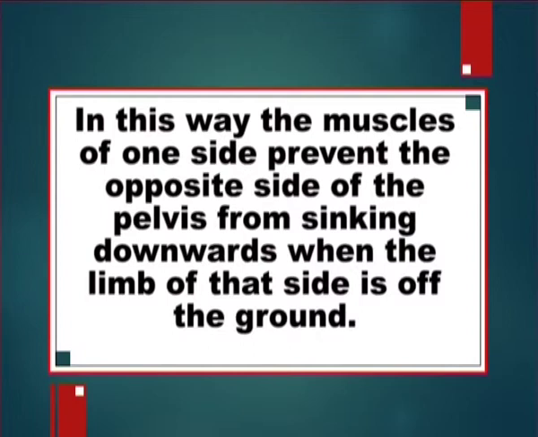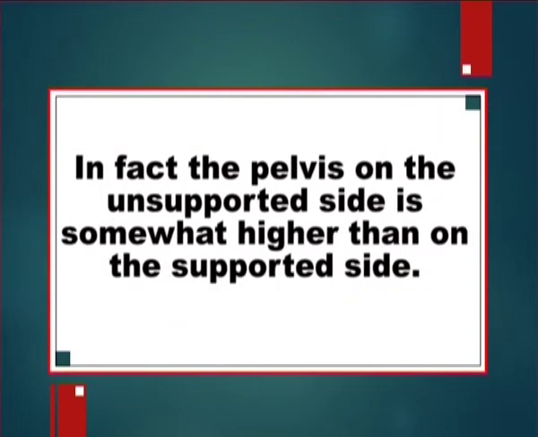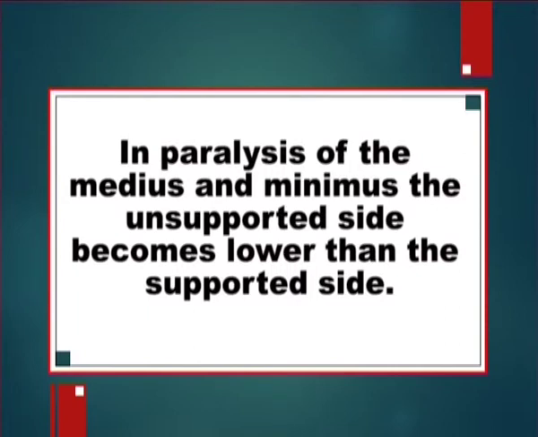In this way, the muscles of one side prevent the opposite side of the pelvis from sinking downwards when the limb of that side is off the ground. In fact, the pelvis on the unsupported side is somewhat higher than on the supported side. In paralysis of the medius and minimus, the unsupported side becomes lower than the supported side.